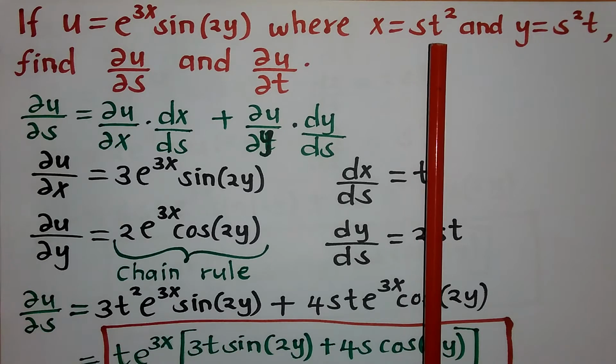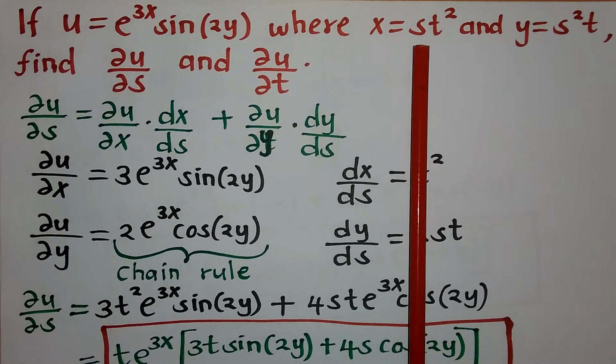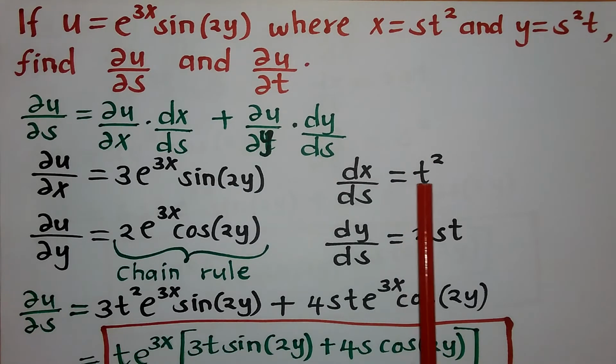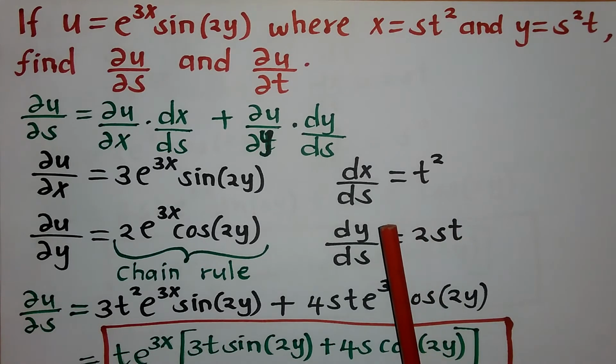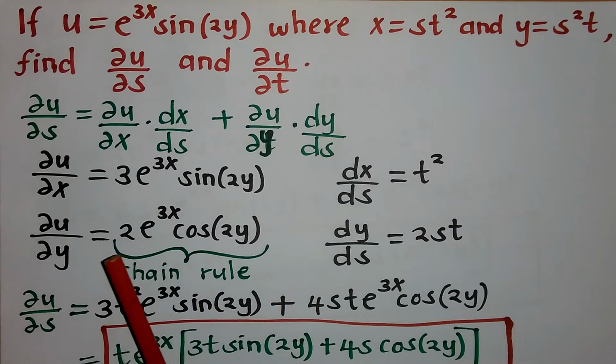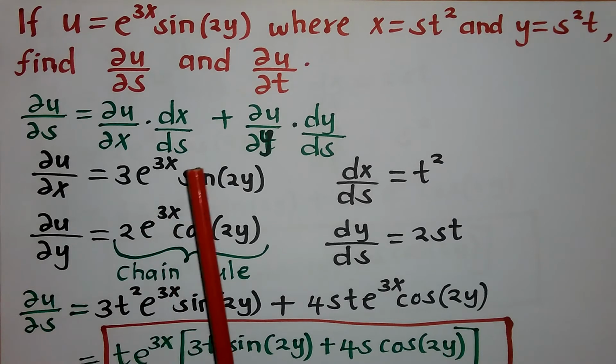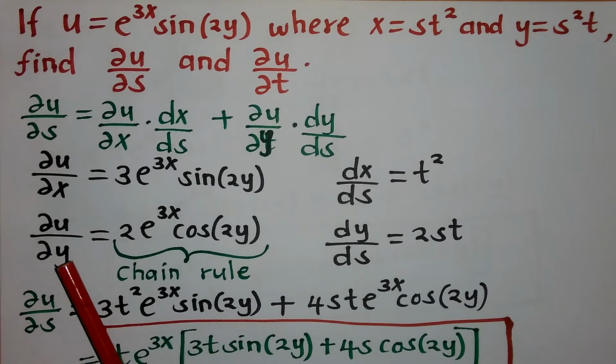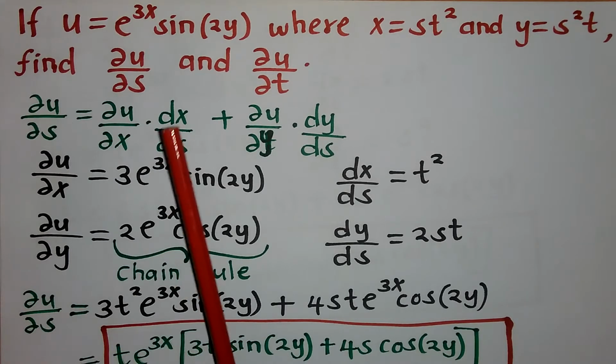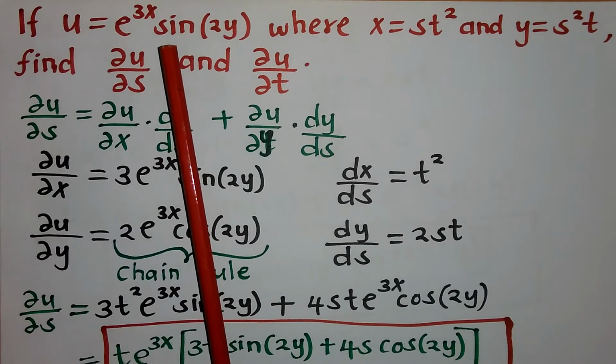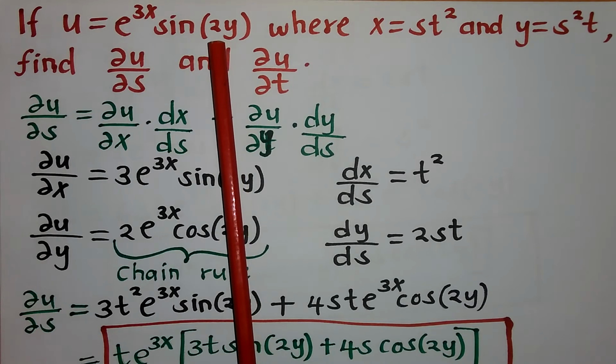In this case, we are treating t as a constant, which means I'm only going to find the derivative of s, which in this case will be 1. 1 times t squared will be t squared. I go to the next step, which is finding the derivative of u with respect to y. So we're going to treat x as a constant, which means I'm going to find the derivative of sine 2y.